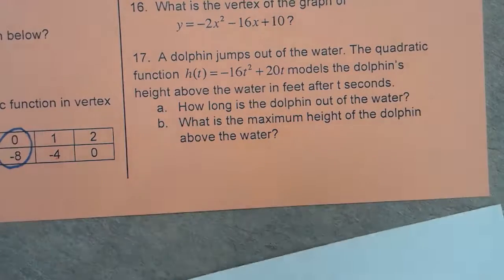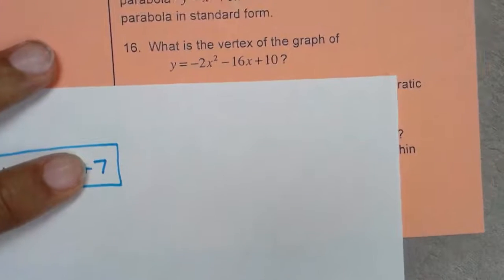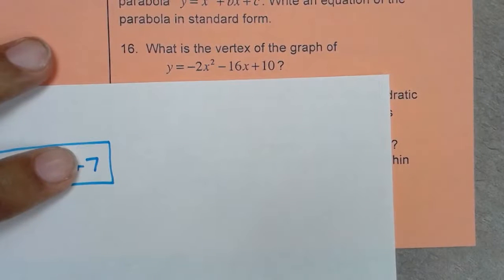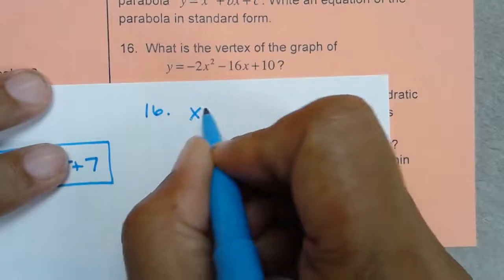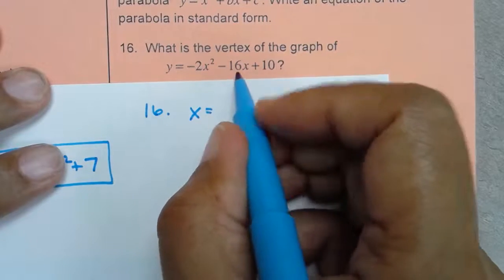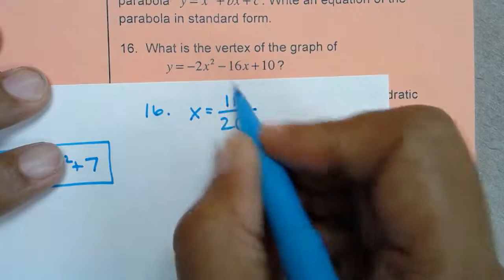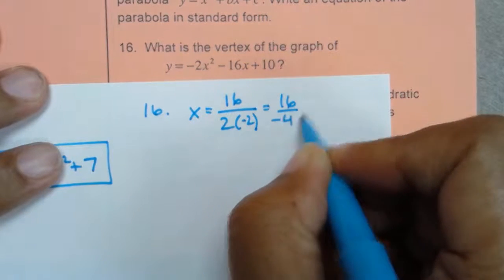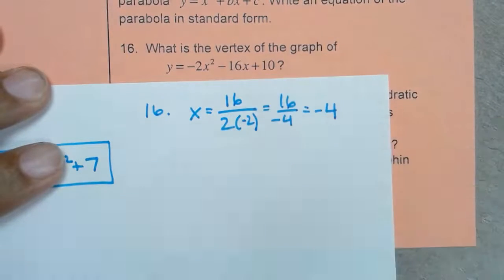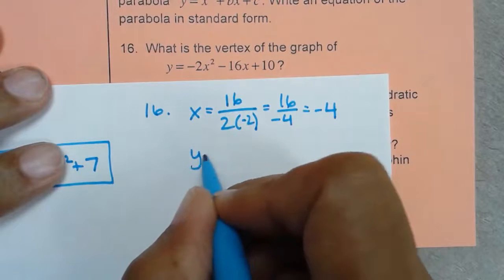Number 16, what's the vertex of that graph? Again, we're using a lot of negative b over 2a's here, but that's what we need to do. So for number 16, we have x equals negative b, or the opposite of negative 16, positive 16, over 2 times a, which is negative 2. 16 divided by negative 4 is negative 4, so that's the x value of the vertex. Now we have to plug that back in here to solve for y.